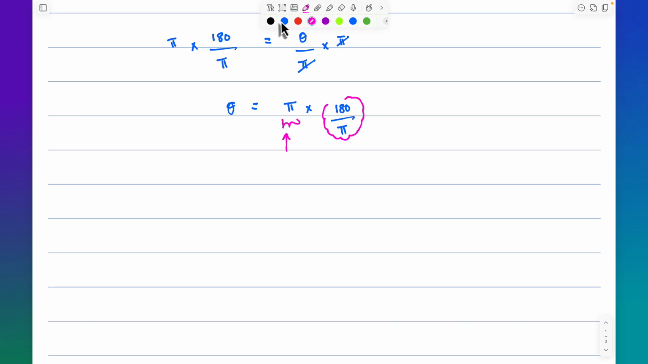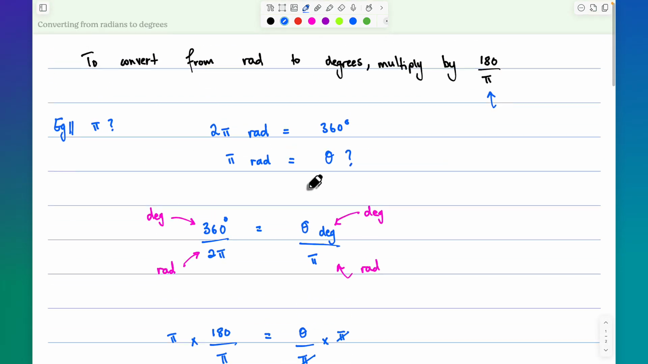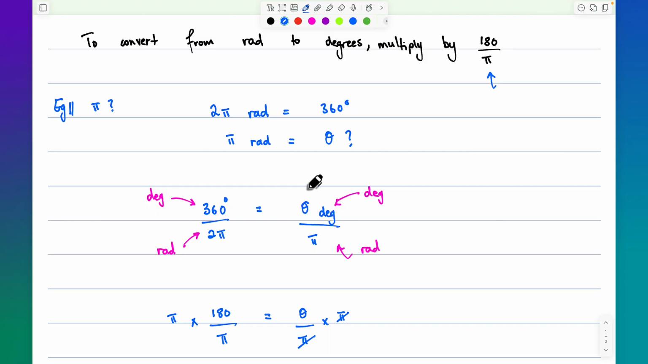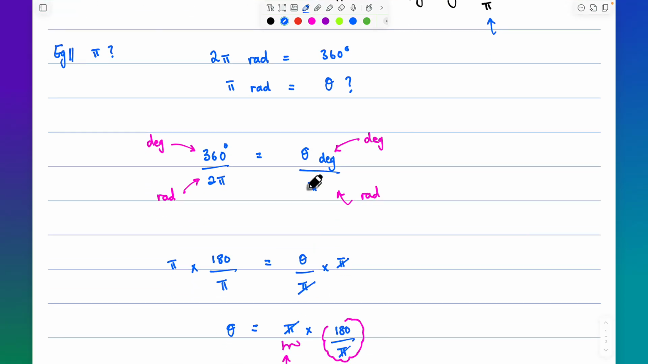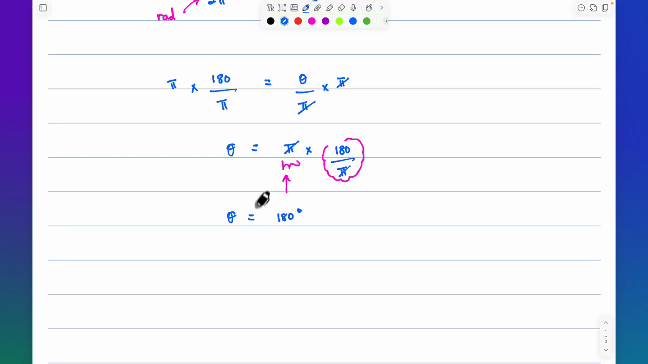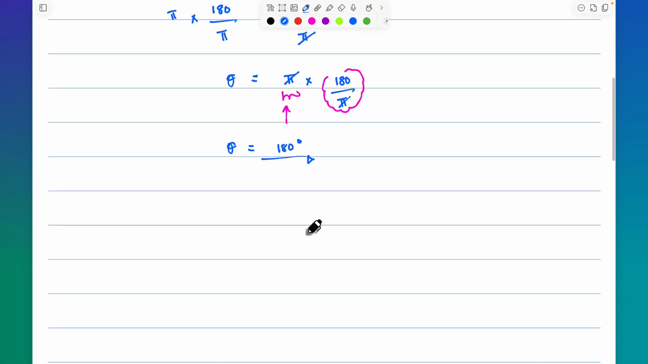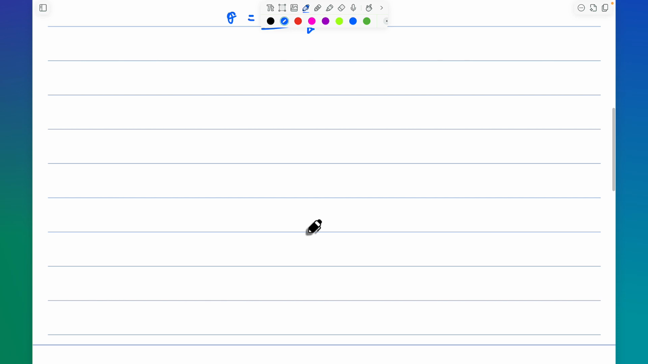So now let's continue. Pi goes into itself once, it cancels with the one at the bottom, so all you're left with is theta equal to 180 degrees, which makes sense, because that is the conversion we've been using this whole time. We know that pi is equal to 180, and we've just figured that out from this conversion. So this is great, but now let's look at a couple more examples. Example number 2.